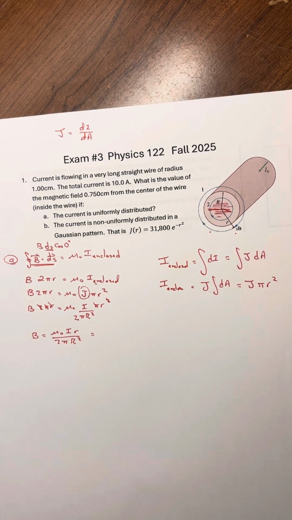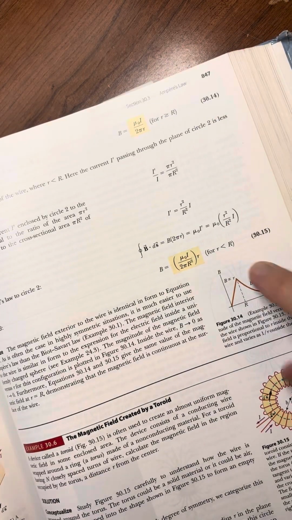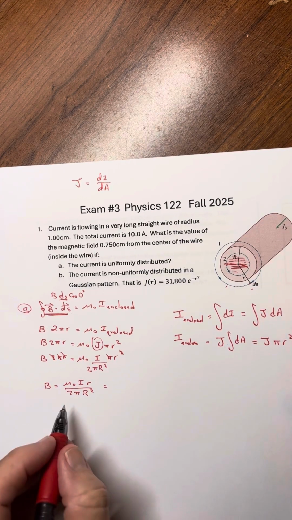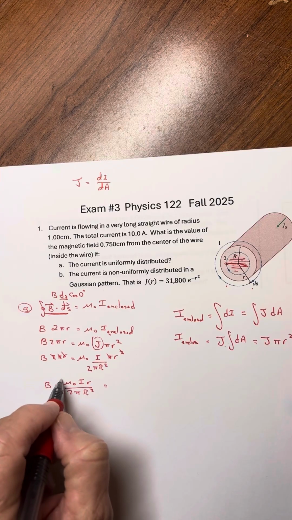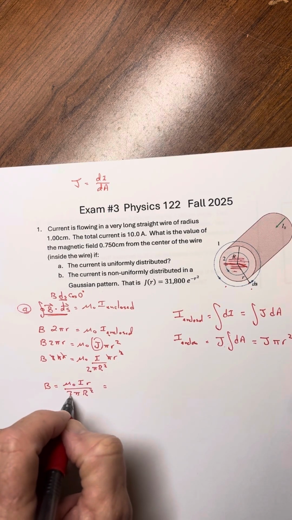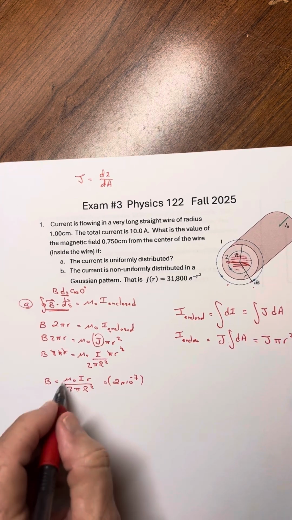And to be quite honest, you don't have to do all that much work for this first one, because that is exactly this equation right here, 30.15, that's already been worked out for you. And so now it's just a matter of putting our numbers in. Because mu naught is 4 pi times 10 to the minus 7, when you divide by 2 pi, you just get 2 times 10 to the minus 7 for that group.